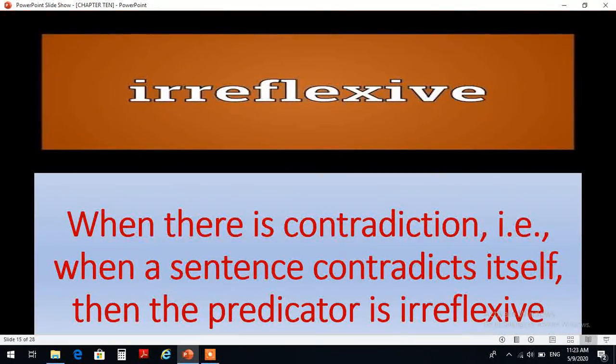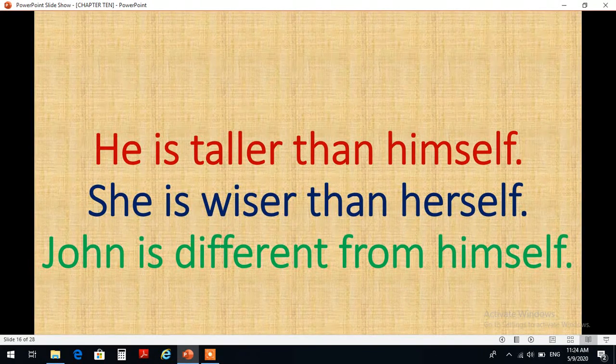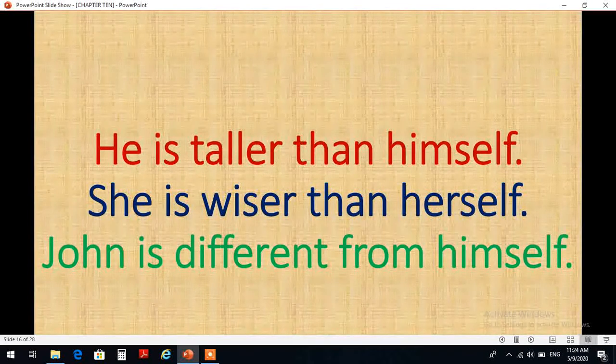Now, when there is contradiction, this means when a sentence contradicts itself, حين تناقض الجملة نفسها, then the predicator is irreflexive. See the examples here. He is taller than himself. She is wiser than herself. John is different from himself. في هذه الجمل الثلاثة نلاحظ تناقضا واضحا جدا، لذلك لا يمكن أن تكون هذه الجمل reflexive بل تصبح irreflexive.